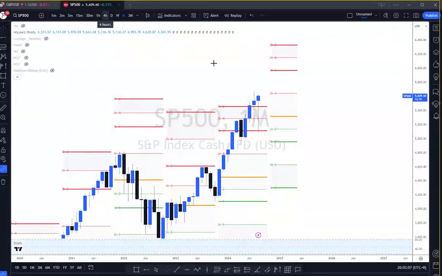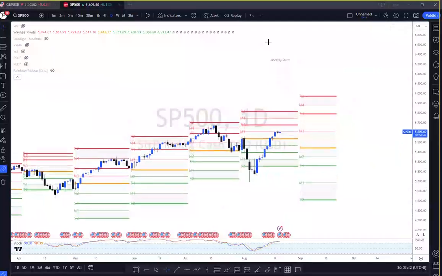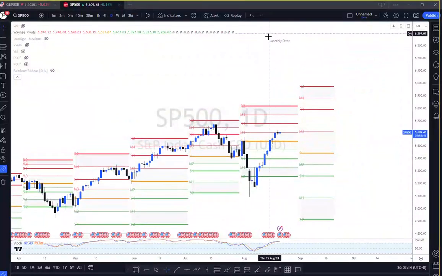Okay, so you usually start off from the daily. So when you're on the daily candlestick, you will see that it is automatically set as the monthly pivot.